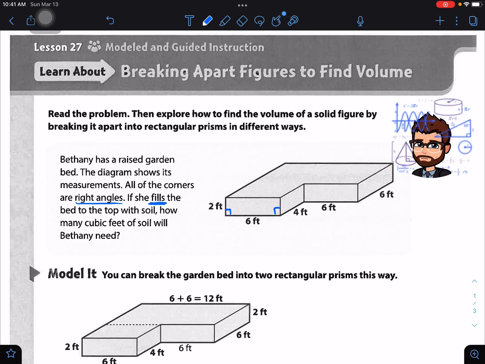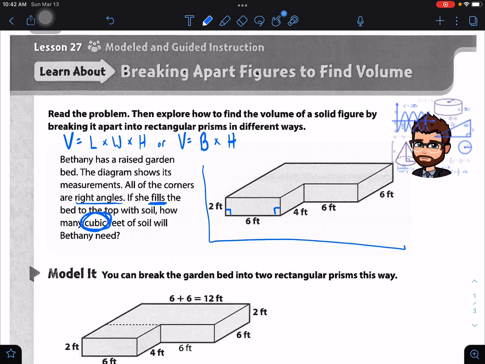Moving on, if she fills the bed to the top, what does it mean when we fill something? Yes, volume, right? We're filling up the inside of the space. How many cubic feet? Again, cubic feet meaning three-dimensional. And if something is three-dimensional, that means we need to use our volume formula. So remember a couple of things. Volume is the length times the width times the height, or we can use our other formula of taking the base and multiplying that by the height.